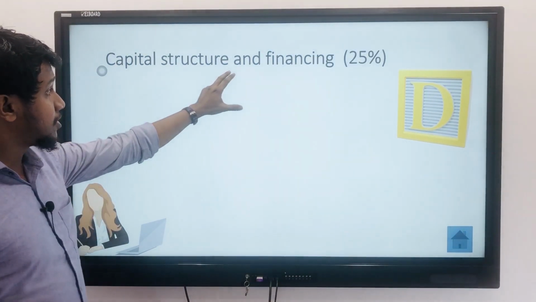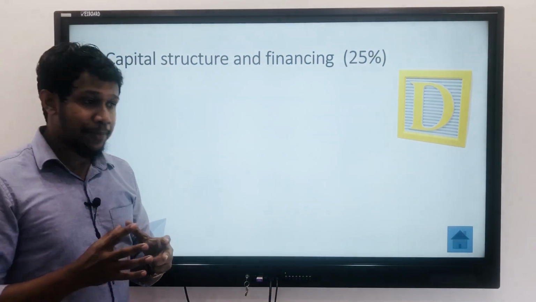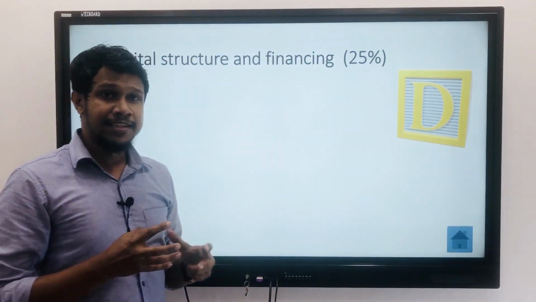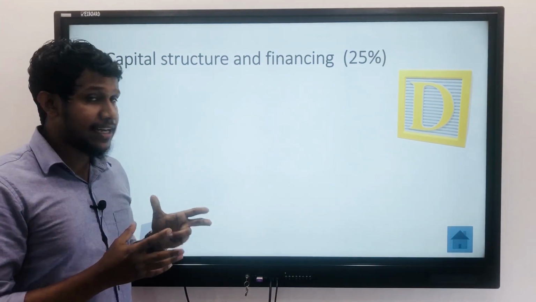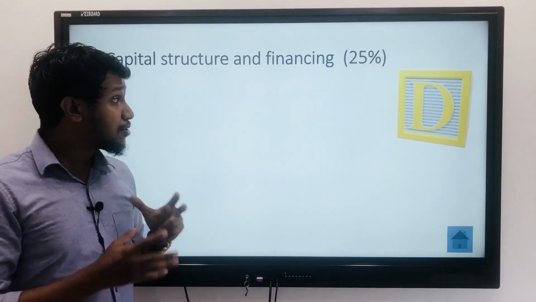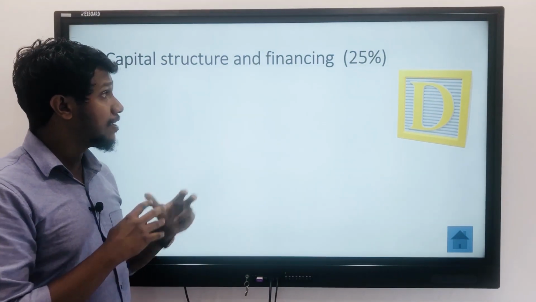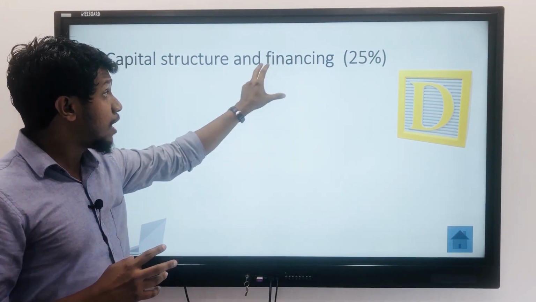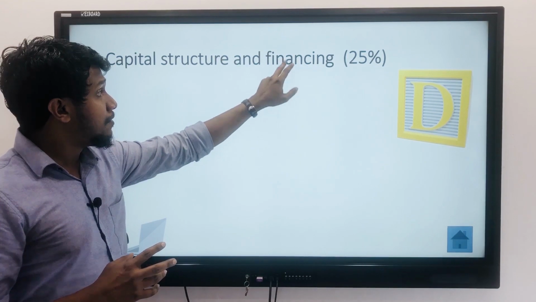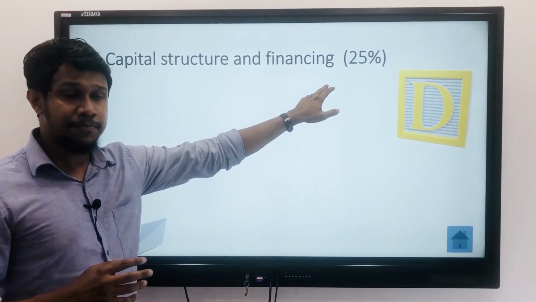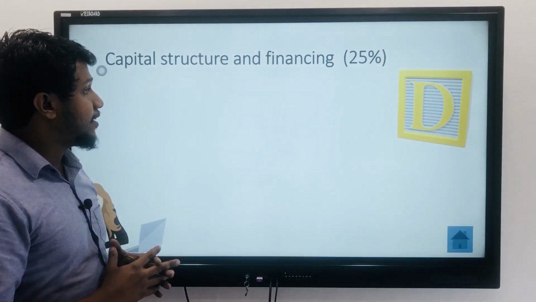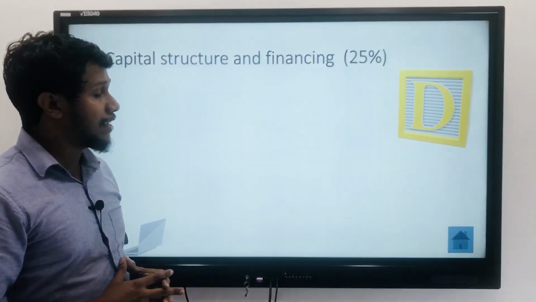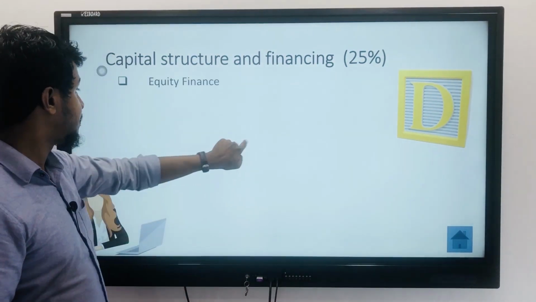Capital structure and financing. How your capital structure is constructed, how much weightage you are taking from the debt side and how much from equity. Those kinds of capital structure things we are going to discuss under this level. How we are going to do our financing is very important. 25% weightage is allocated for this particular part D area in this syllabus, right?